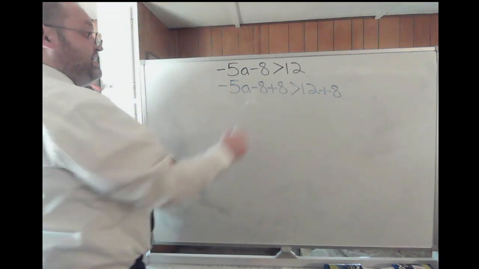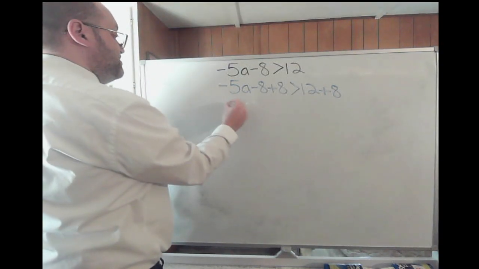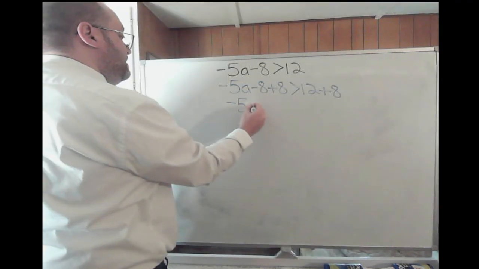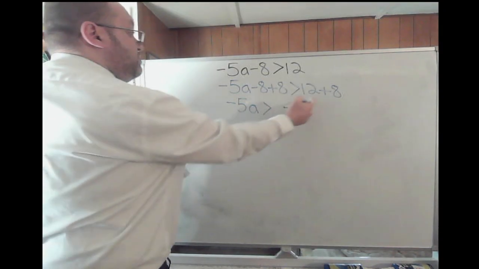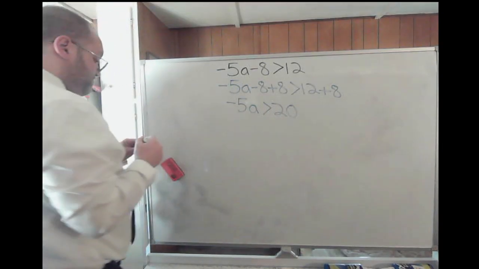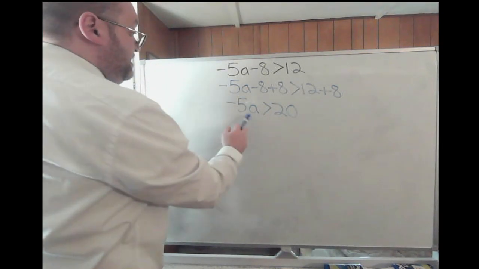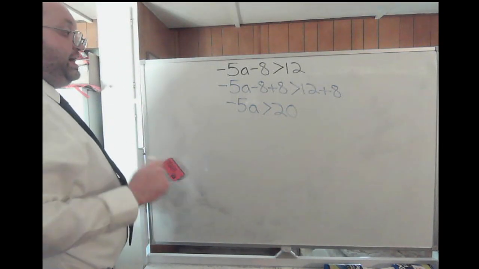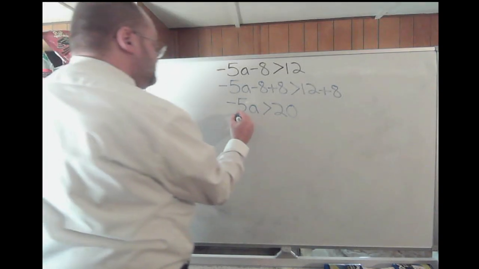Well, on the left side, negative 8 plus 8 is 0. You're just left with negative 5a. That would be greater than 12 plus 8, which is 20. Okay. Well, we got negative 5a. We want to just solve for a. Well, you got to divide both sides by negative 5.